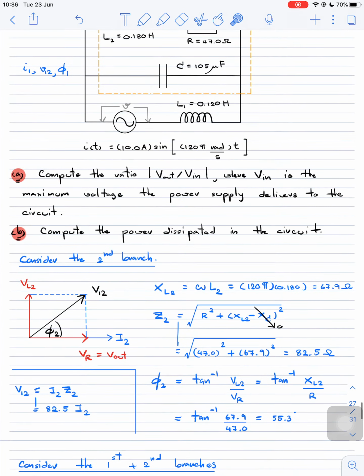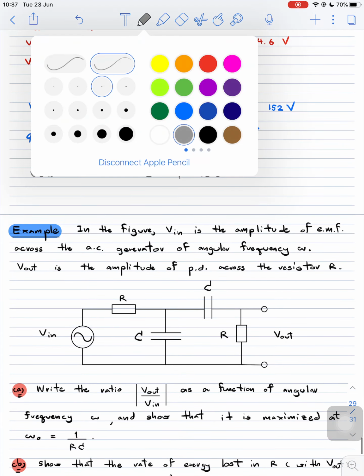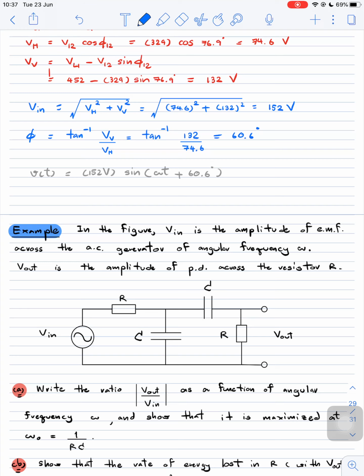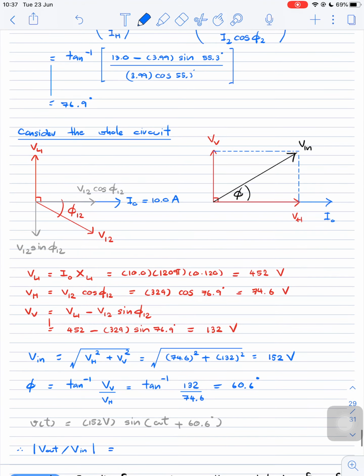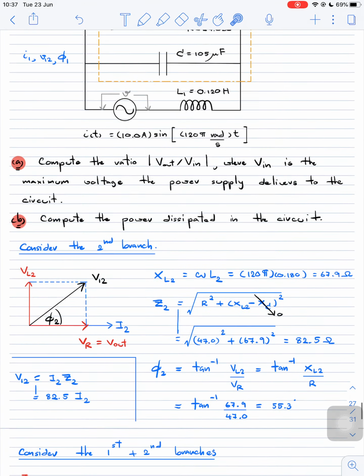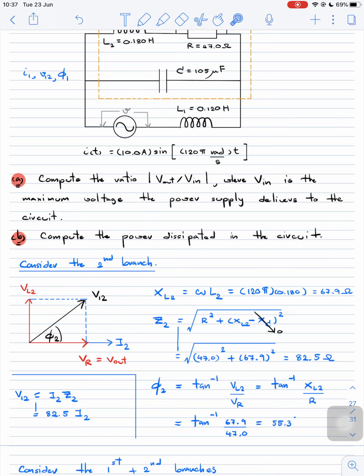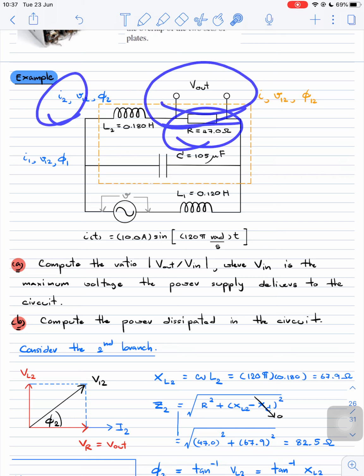But what is the question? We just want to find the ratio of V_out over V_in. So let's do this. V_out over V_in is going to be equal to, what is V_out? We don't know V_out, but we know that the current through this one is I_2, and we know the resistance, so we can find V_out here.